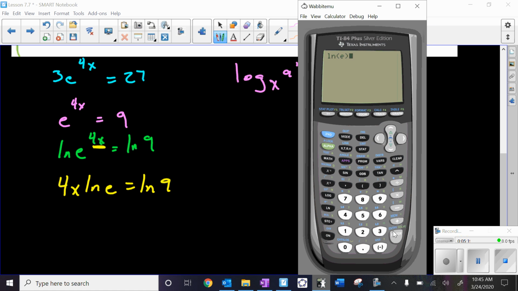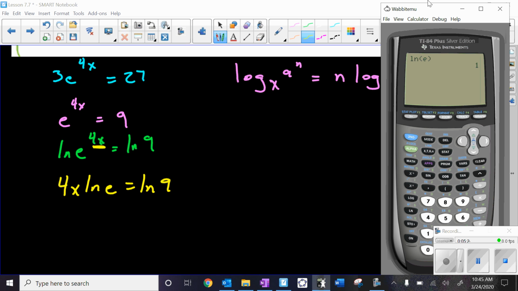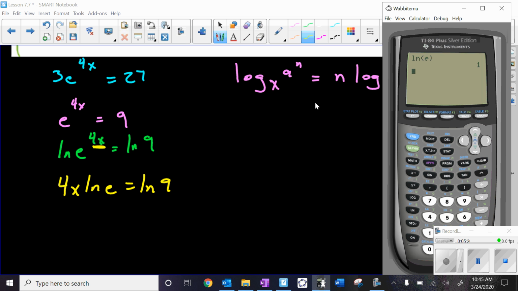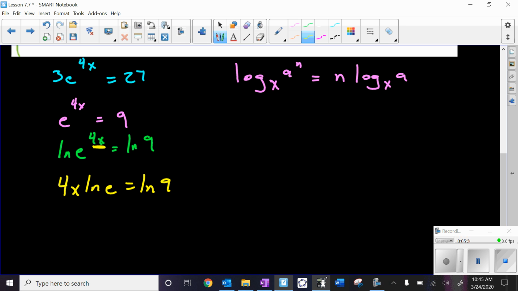And that's going to get us 1, which is super, super helpful. So it's like the natural log of e just disappears. It's 4x times 1, and anything times 1 is whatever that something was. So now I have 4x equal to the natural log of 9.